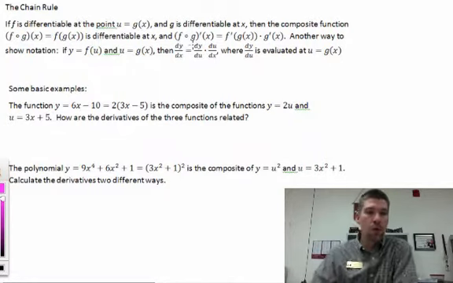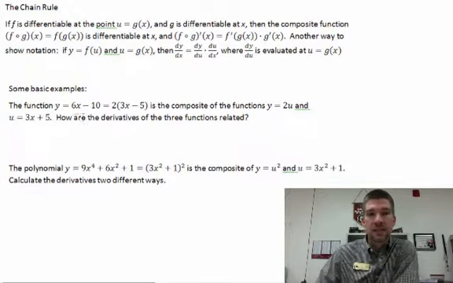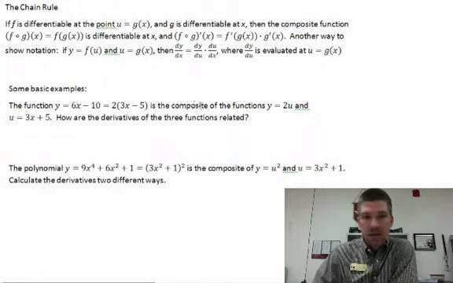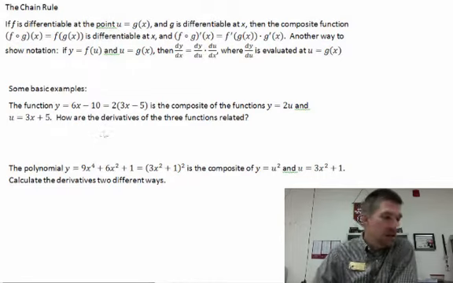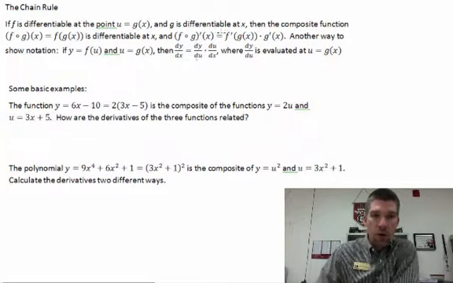What does all that mean? Well, let's look at a couple of examples and check it out. The function y equals 6x minus 10 can also be rewritten as 2 times (3x minus 5). Notice it's two different functions, where y is equal to 2 times u and u is equal to 3x minus 5. So how are the derivatives of the three different functions related? How do we do that? We've got all this stuff going on.